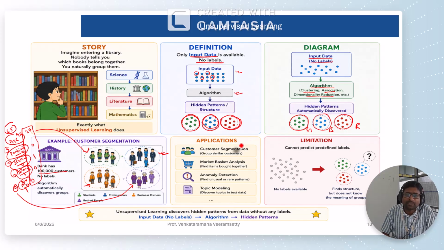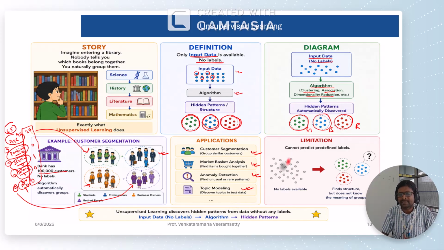Coming to the applications, you can use it for customer segmentation, which I explained here, and for market basket analysis, that means which items are taken or bought together. It is also used for anomaly detection, identifying unusual patterns, and topic modeling in natural language processing, which is discovering new topics in text data. In these types of applications we use unsupervised learning.